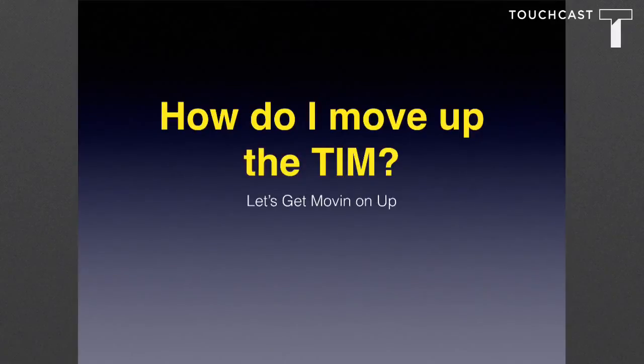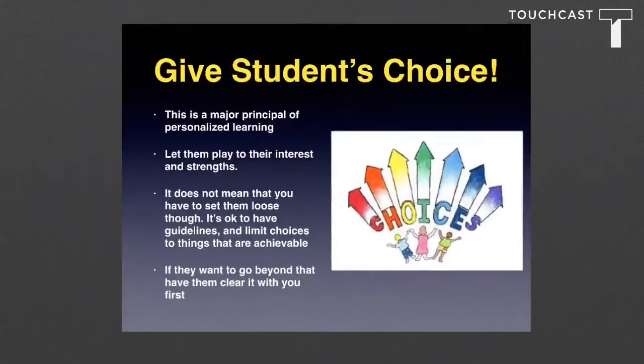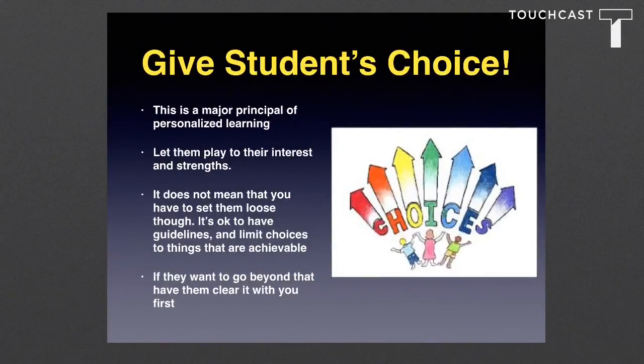And so the whole question here is, how do you move up the TIM? How do you get a higher rating on the TIM? The first thing is give students choice. And giving students choice is a major principle of personalized learning. Let the students play to their interests and their strengths. It does not mean, though, that you have to set them loose. It's okay to have guidelines in the classroom, and you can limit choices to things that are achievable. For instance, if a student says, I'm going to build a full-scale robot, that may not be the perfect choice. You don't have to let them take that choice. And if they want to go beyond the choices that you give them, have them clear it with you first. Have a plan on how you're going to handle that kind of thing.